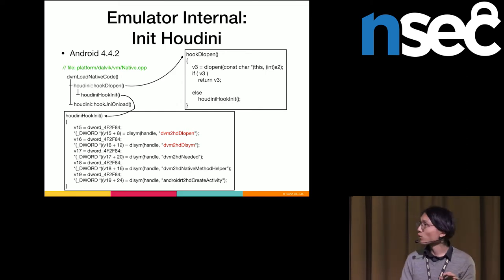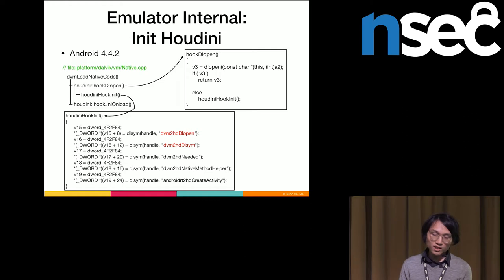How you modify it is quite simple. There is a DVM load native code function, and you can insert a function called Houdini hook dlopen. What this function does is quite straightforward. It will first call the x86 version's dlopen to open the library, and if this dlopen failed, it will init Houdini and use Houdini's dlopen.